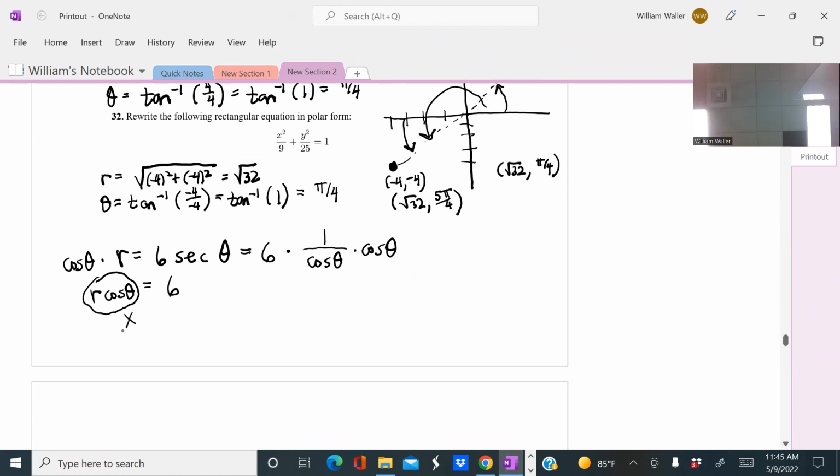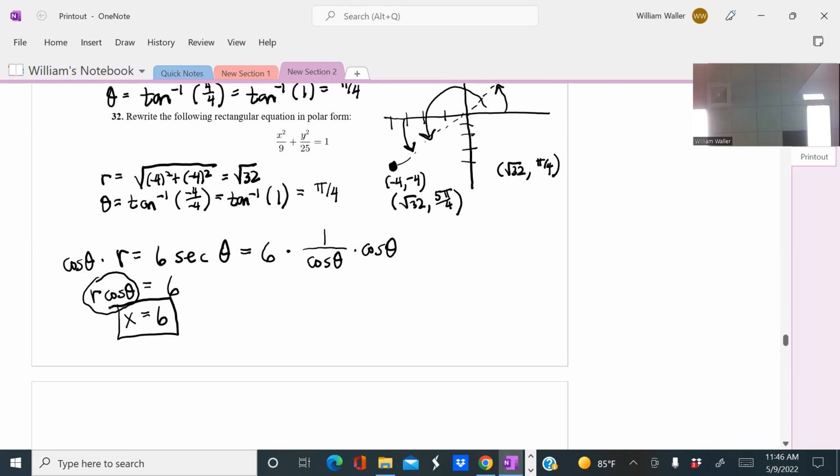So you're always looking for those kinds of substitutions. Do I see an r cosine theta? If I do, I can put x. Do I see r sine theta? If I do, I can put y. Do I see x squared plus y squared? Oh, that's r squared. So there's your rectangular form. It's just x equals 6.